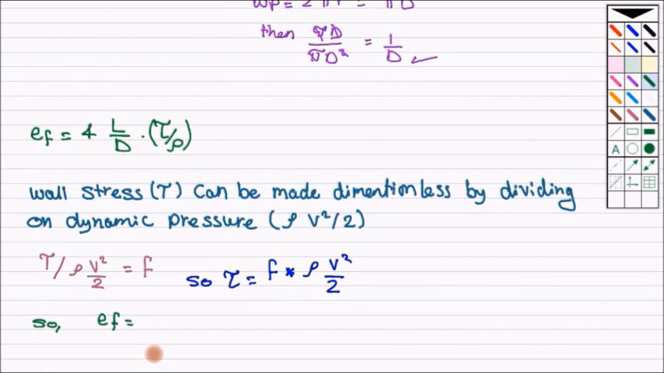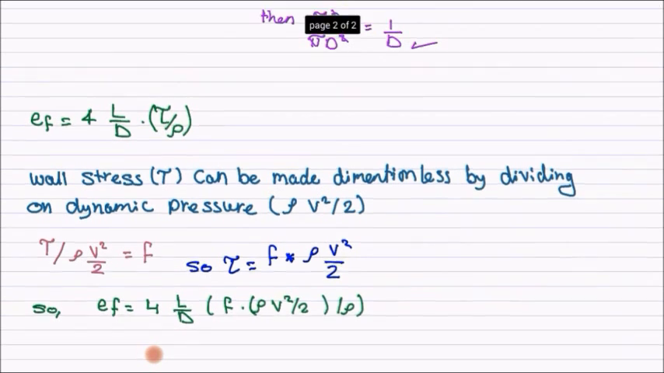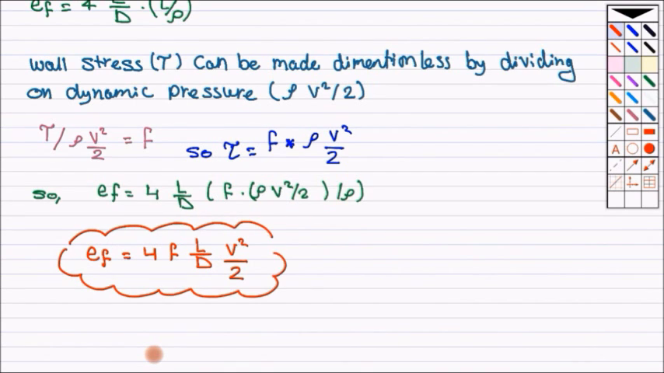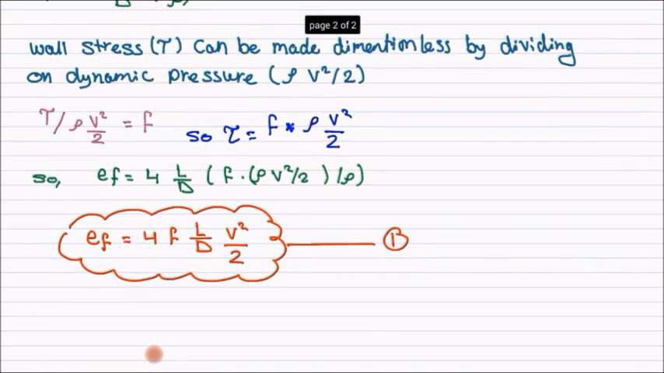So EF can be written as 4L divided by D times F times dynamic pressure divided by rho. So EF will equal 4FL divided by D times V squared by 2. Let's say this is equation 1.